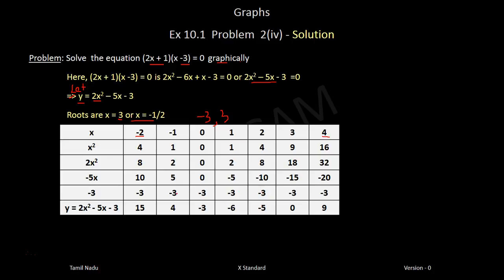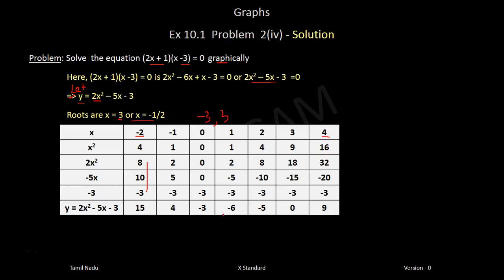Now to get the value of y, we need to add only these 3 cells, because the expression of y is 2x² - 5x - 3. So if you add these 3 cells, we'll get the value of y. So 8 plus 10, 18, 18 minus 3 is 15. So when x = -2, y = 15. Then in this case, 5 plus 2 is 7, 7 minus 3 is 4. Like that, you can fill up all the cells in this row.